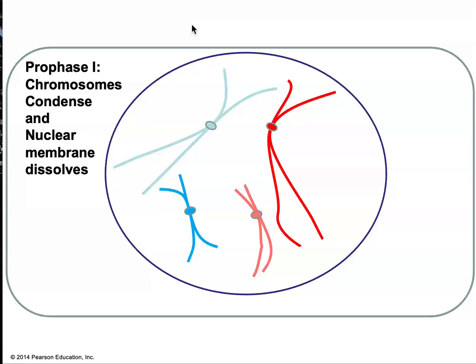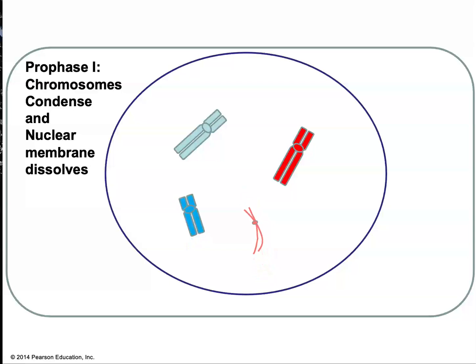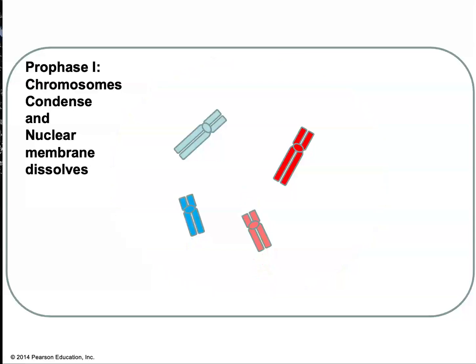And then the cell enters prophase 1, and the chromosomes will condense. Okay, and so instead of being long and stringy pieces of DNA, they condense into these more compact forms, and the nuclear membrane dissolves away.